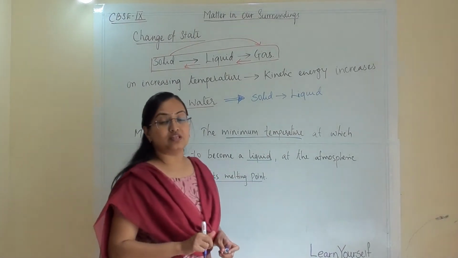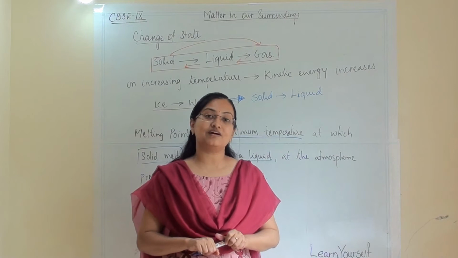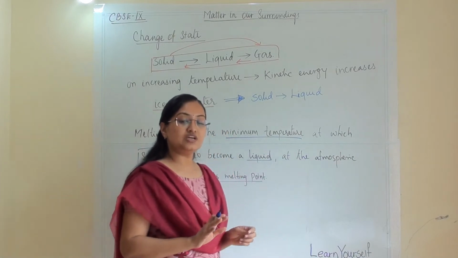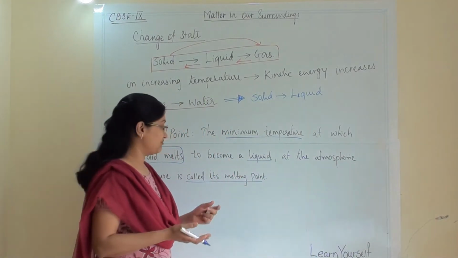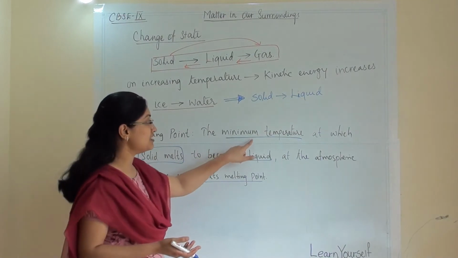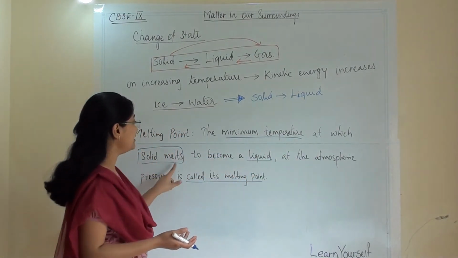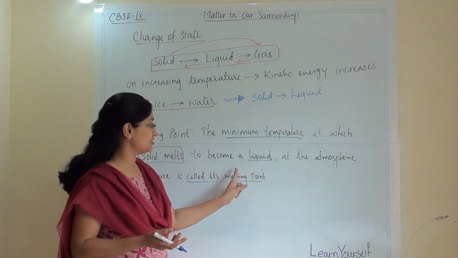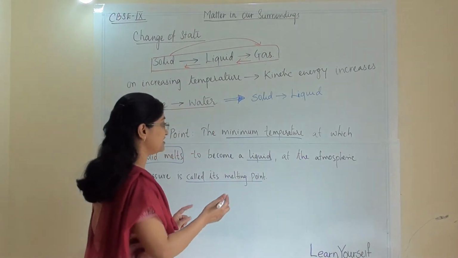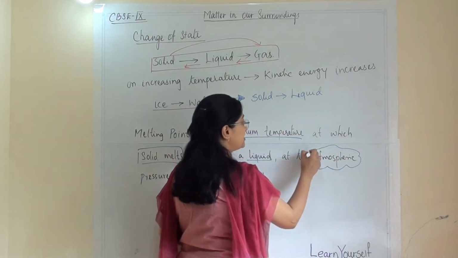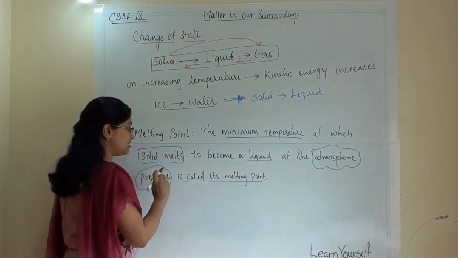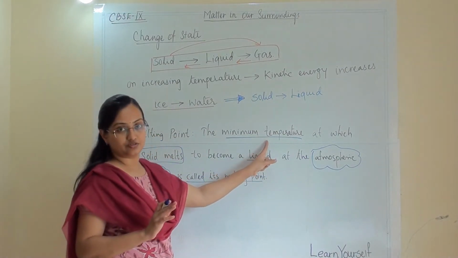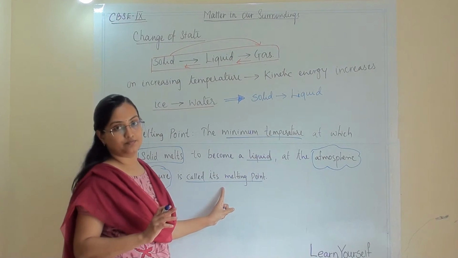So we all know that we can change the state of matter via two things, by applying temperature or by applying pressure. Here we are talking about the temperature effect. So we have to write that at the minimum temperature at which solid melts to become a liquid, solid is converting into liquid by giving temperature. At the atmospheric pressure, that means we are not changing pressure. Whatever pressure is there in the atmosphere, it will remain the same. So we are not applying pressure, but we are giving temperature. So it is known as melting point.